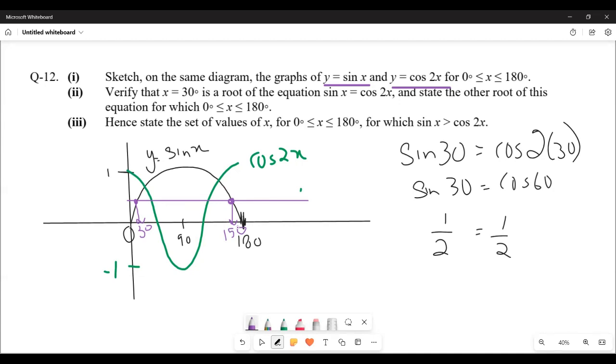Yes. So the answer is 150 for part 2. Hence, state the set of values of x for which sine x is greater than cos 2x. Okay, I'm going to shade that part of the graph where the sine x curve becomes greater than the cos x curve.